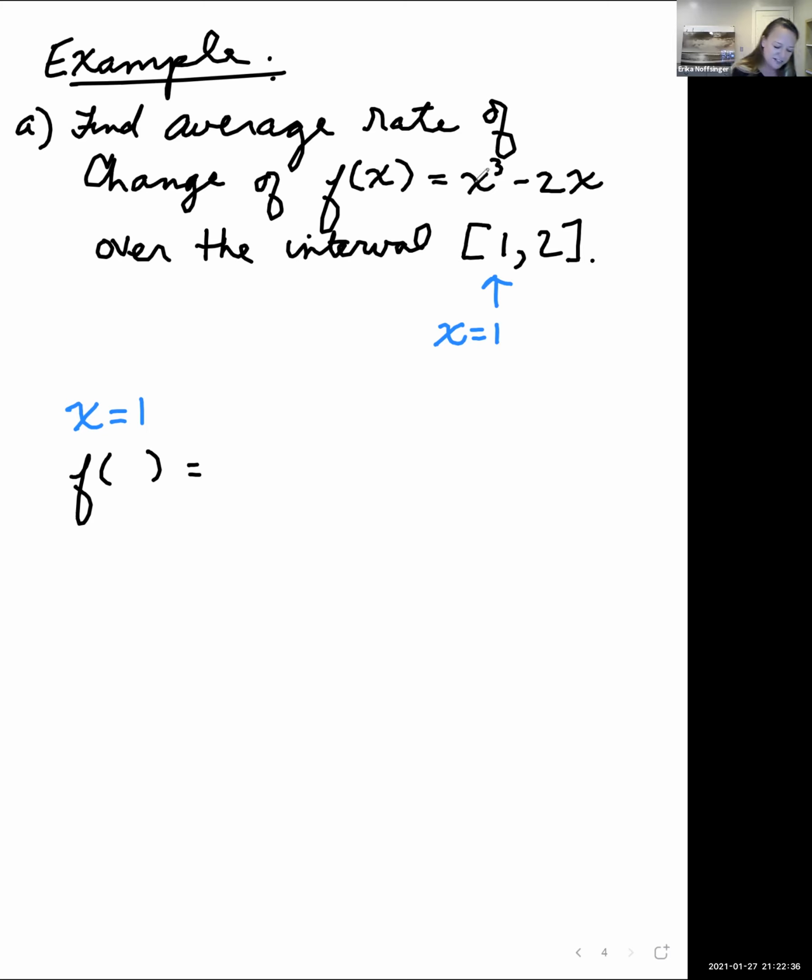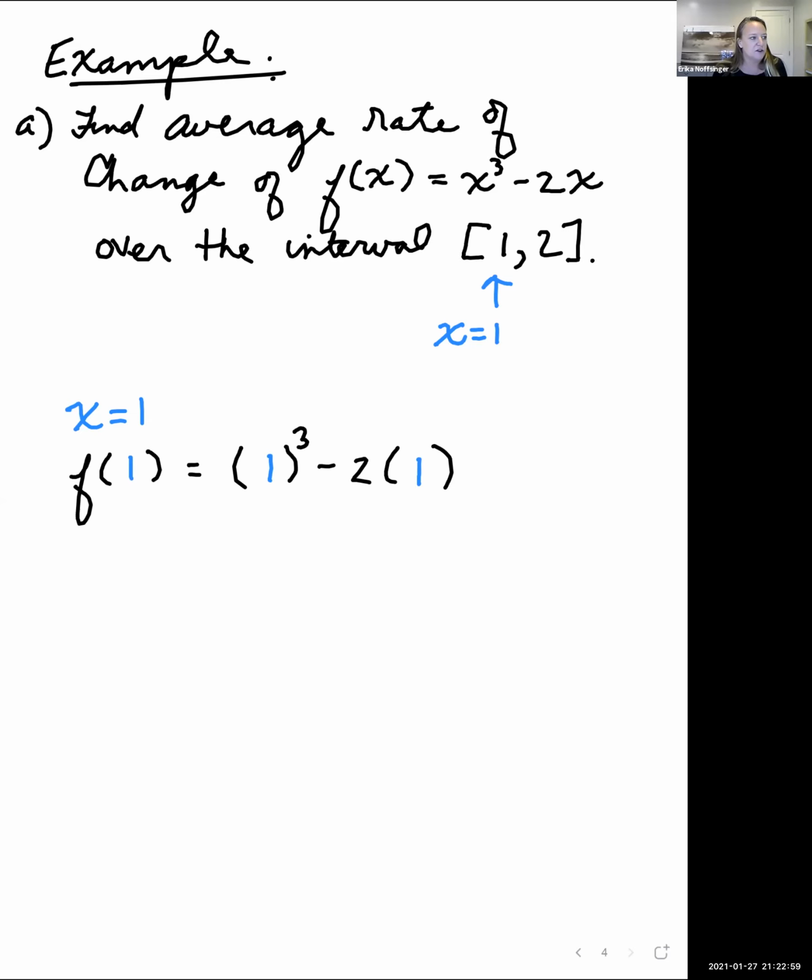So usually what I do is I go through and put in a parentheses wherever I see an x in my equation. So I see an x cubed, so I'm going to put parentheses, then I'm going to cube it. Minus 2, I see an x there, so I'm going to put a parentheses. And now I'm going to put inside those parentheses the value of x, which is 1.